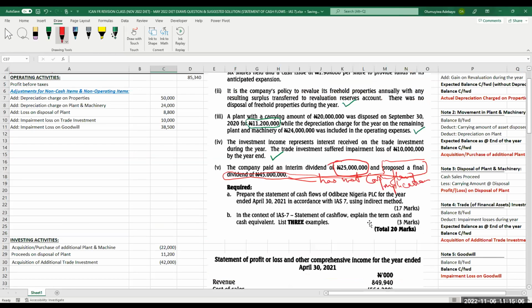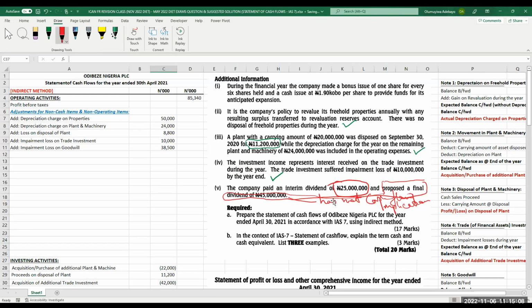Now, we've dealt with this additional information. There's now one additional information we've not dealt with, which is the first one. Now, let me signify that we've dealt with this. We've dealt with this, dealt with it, dealt with this. Now, let's go to the first information.